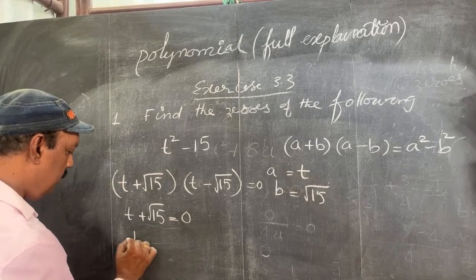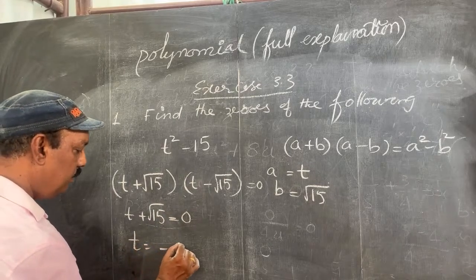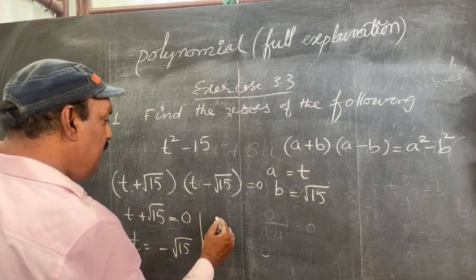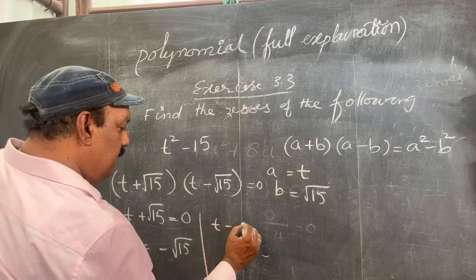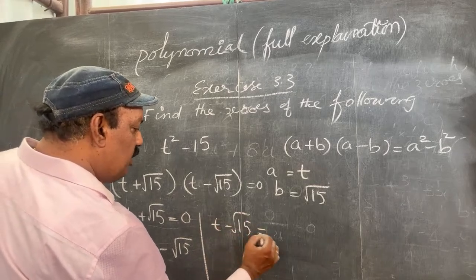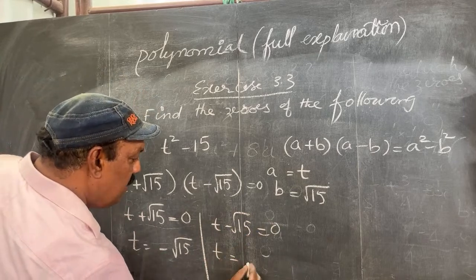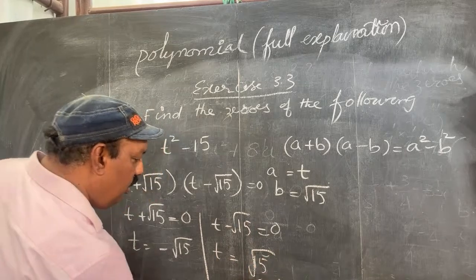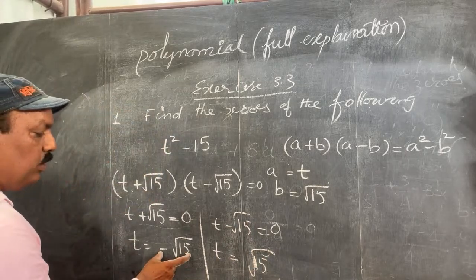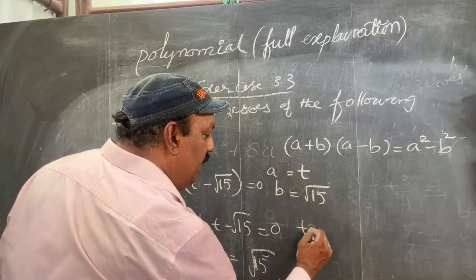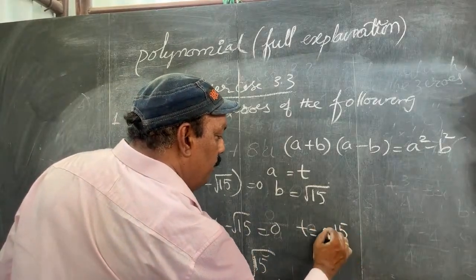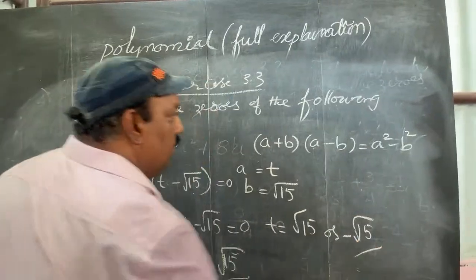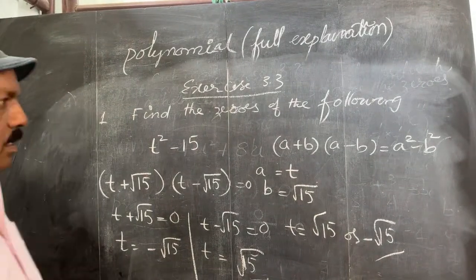Now, t plus root 15 is equals to 0, so t is equals to minus root 15. And next here, t minus root 15 is equals to 0, and t is equals to, if you have minus 15, it becomes plus 15, root 15. So the t value is minus root 15 or root 15. Therefore, what is t value here? T value is nothing but plus root 15 or minus root 15. Okay.